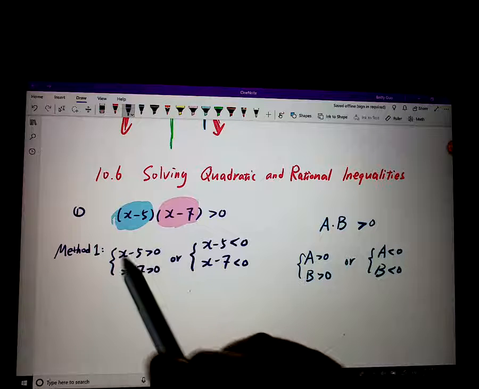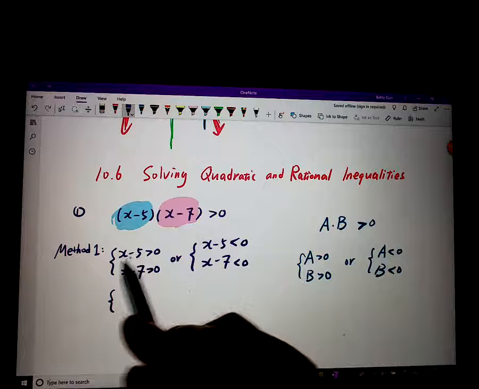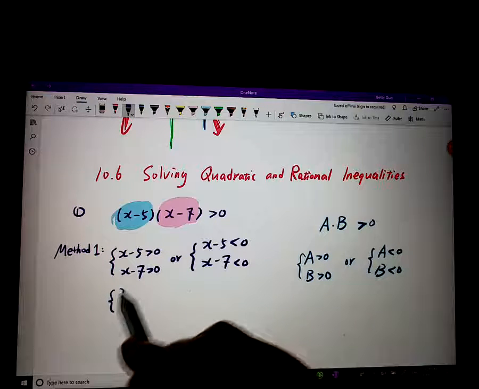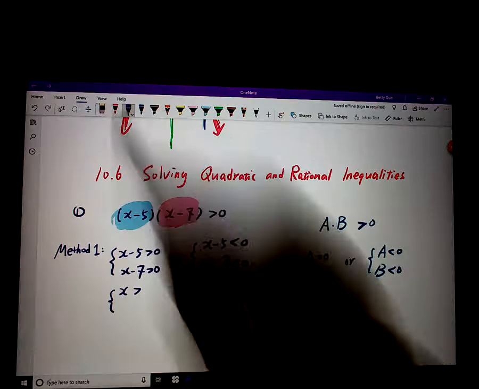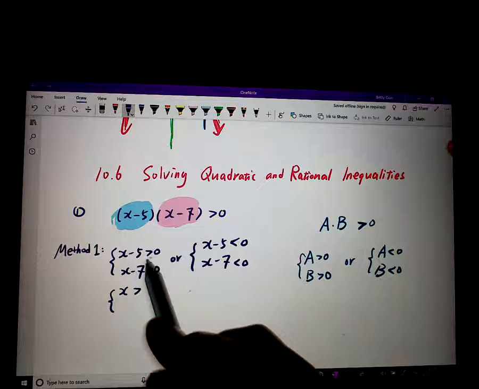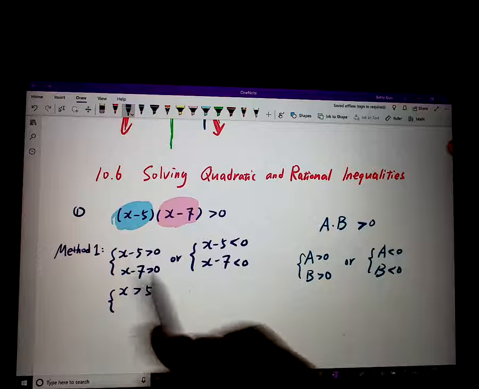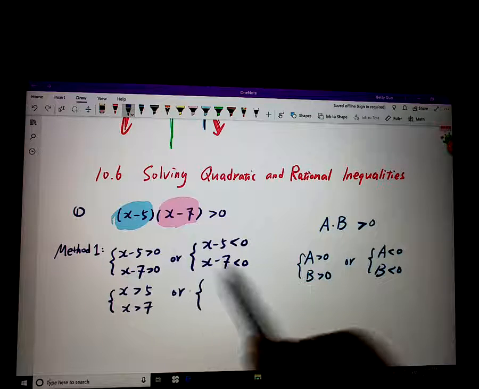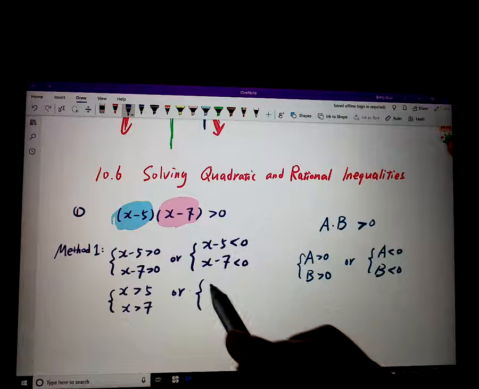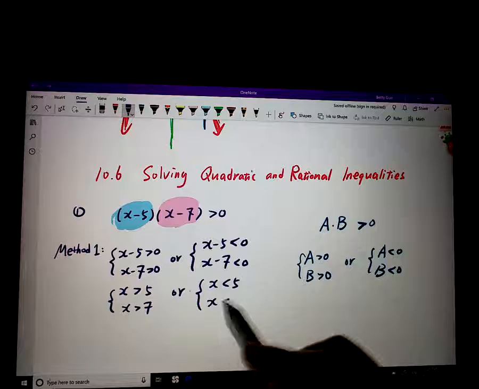Let's solve the first system. The first inequality, x minus 5 bigger than 0, gives us x bigger than 5. You move negative 5 over, or you add 5 to both sides. You have x bigger than 5. Same idea here: x minus 7 bigger than 0 is equivalent to x bigger than 7. Or the other system, x minus 5 less than 0 gives us x less than 5. x minus 7 less than 0 gives us x less than 7.